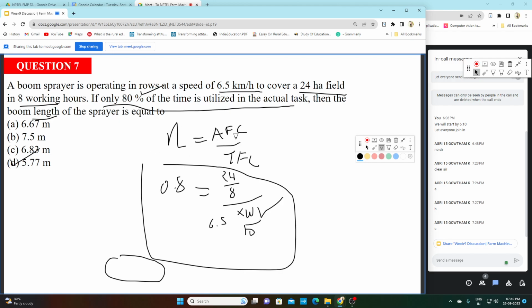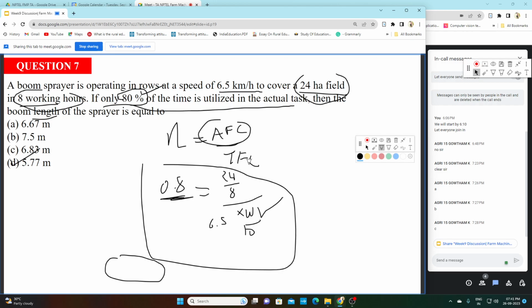Field efficiency is actual field capacity divided by theoretical field capacity. How will we find actual field capacity? We have been given actual area covered divided by actual time taken. So 24 by 8, that will come as AFC. We have already been given the field efficiency, that is 80%, so 0.8. This is also given.